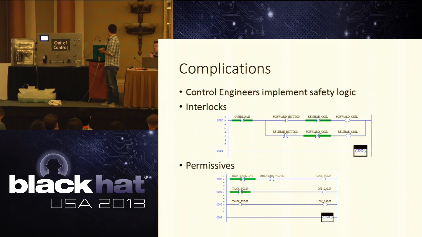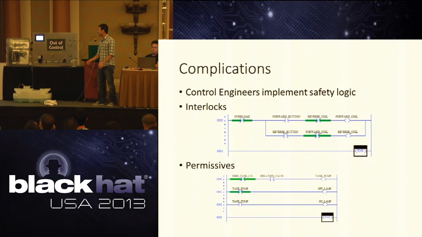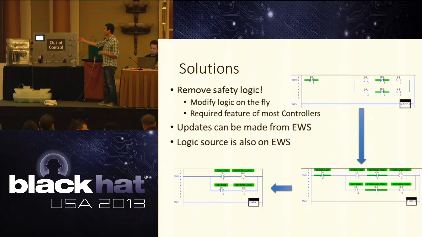Or another example might be you can't have all the lights in an intersection green at the same time. So there's safety logic built into your intersection. Exactly, exactly. So that sort of stuff is implemented in the logic of the controller itself. And we also have permissives, and that's what we did here. So we will only allow activation of our pump if this guy is open.